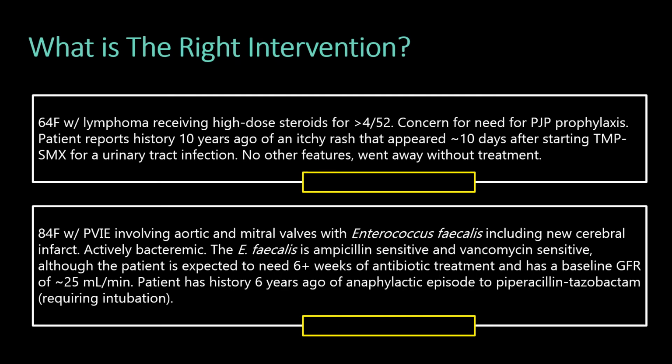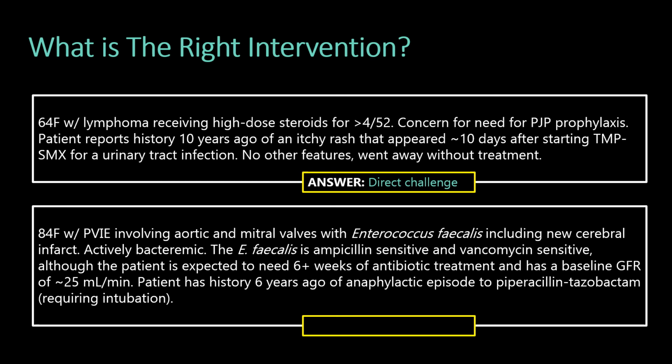Let's try prescribing the right procedure with two cases. The first is a 64-year-old female with lymphoma receiving high-dose steroids for a long duration, and we consider the need for PJP prophylaxis. The patient has a history of TMP-SMX rash approximately 10 days after starting, which went away without treatment and had no other features. What would be the right approach to that allergy label? In our case, it would be a direct challenge test, i.e. give TMP-SMX 1 single-strength tablet PO times 1 and observe for a reaction. There would be no desensitization required, but I have seen it done for this reason.